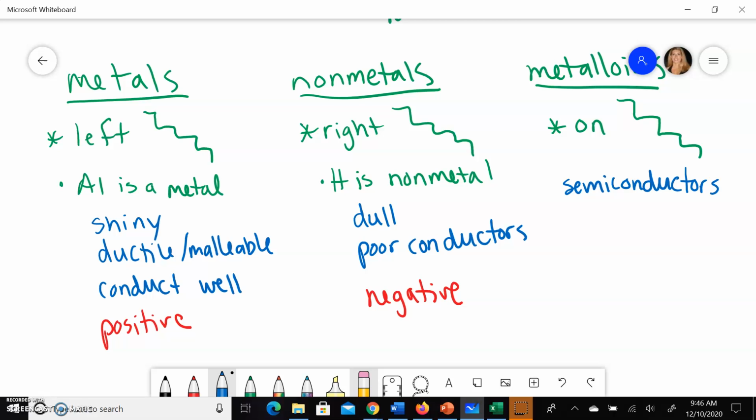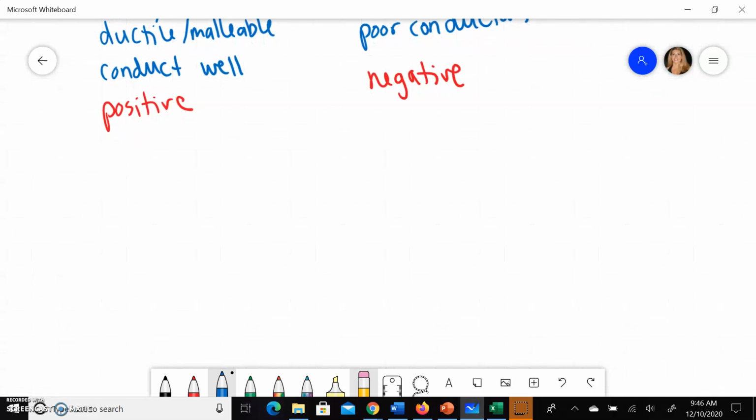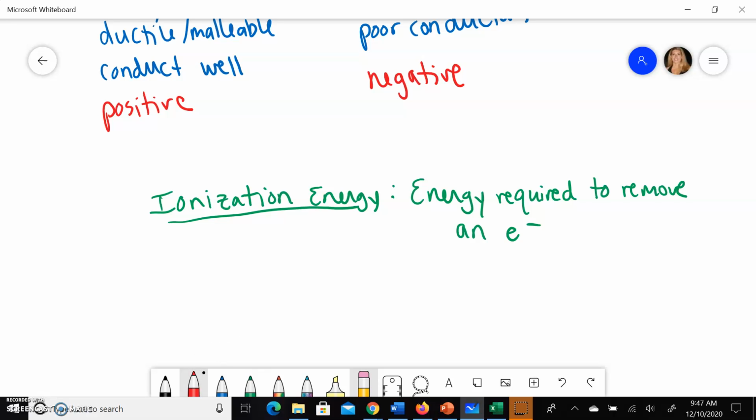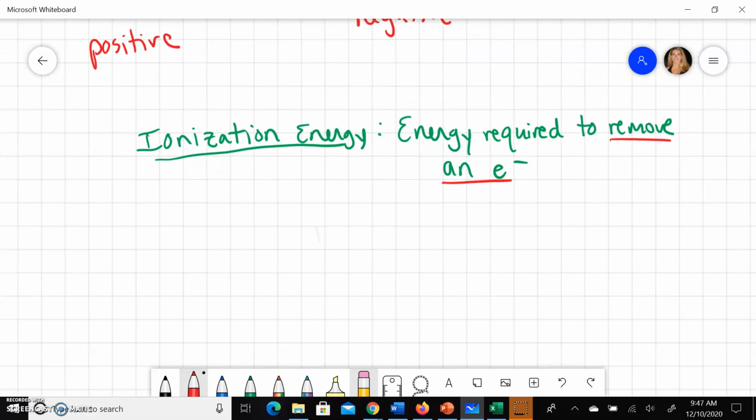The only other thing you need to know for this is the trends. There are several trends that we talked about, but before we do the trends, it's important that you know the definitions for these long words. We talked about ionization energy. Ionization energy is the energy required to remove an electron. In this one, we're talking about removing those valence electrons.